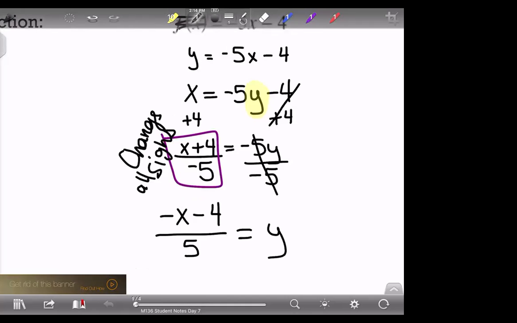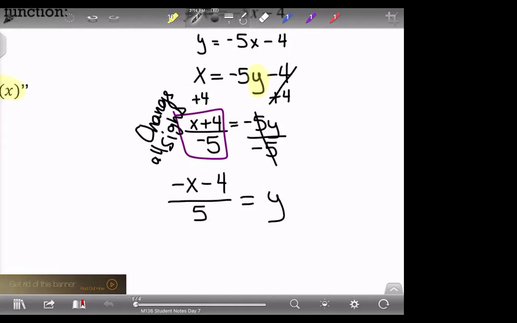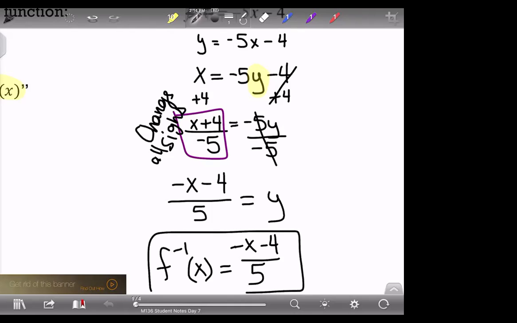So now we've solved for y. The last thing we need to do is replace y with f inverse of x. And this right here is our final answer.